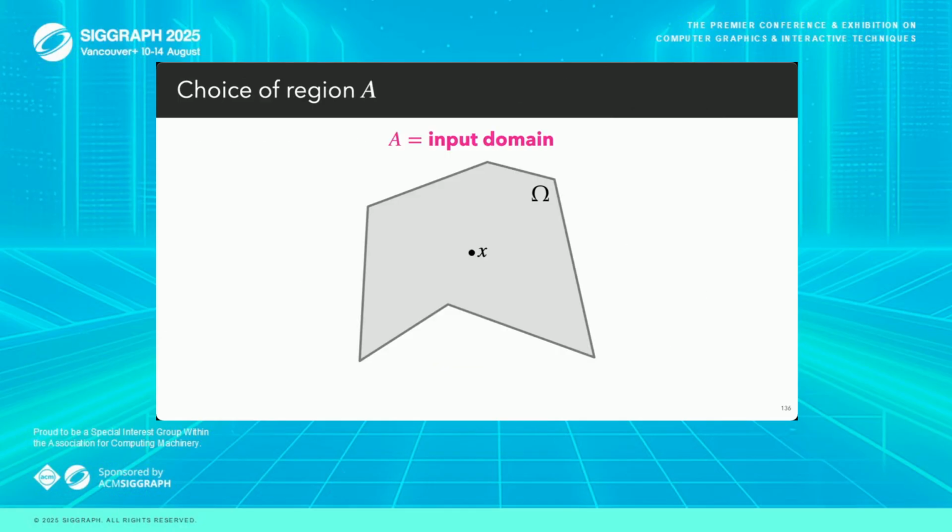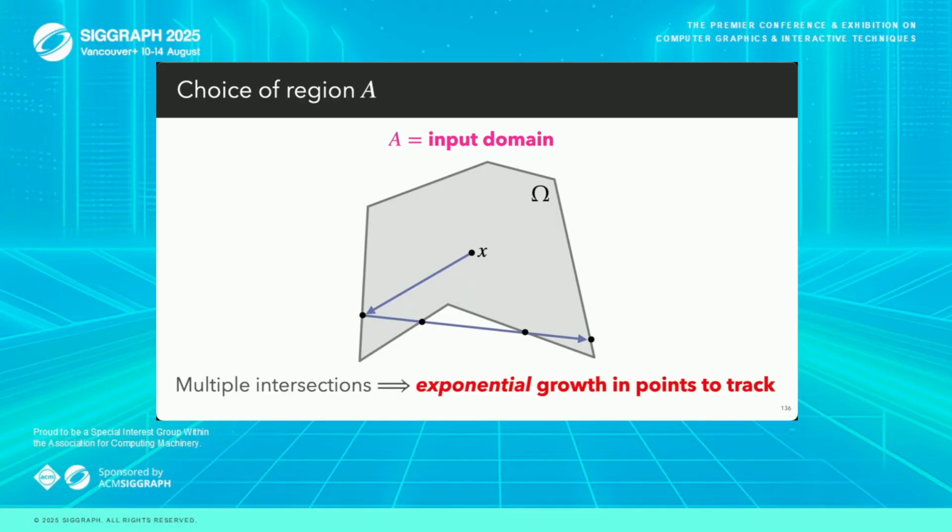Now, if we just choose A to be the entire domain, which seems kind of appealing to do at first because we immediately will have steps to get to the boundary, we run into the problem that we'll have to recursively evaluate the solution at every intersection along a ray. Remember, we don't have a visibility function here. And this isn't something that we want to have to do because we're going to end up with exponential growth in the number of points that we need to track with each level of recursion.